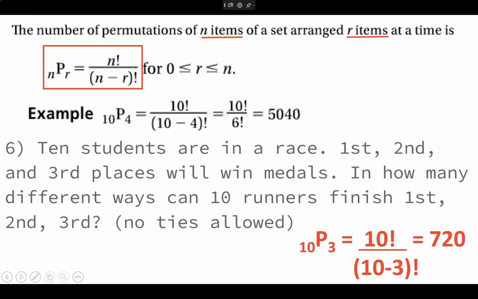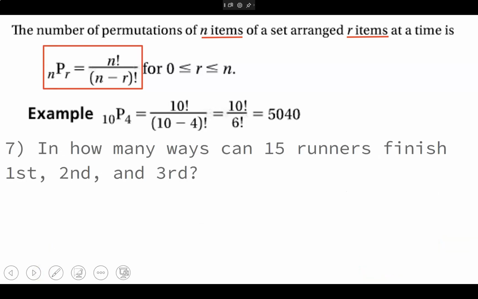Beautiful. If you didn't have a graphing calculator, you'd have to do 10 times 9 times 8 times 7 times 6 times 5 times 4 times 3 times 2 times 1 divided by 7 times 6 times 5 times 4 times 3 times 2 times 1. So is it doable? Yes. If you don't have a graphing calculator, not the end of the world. It's just going to suck. But you can do it.